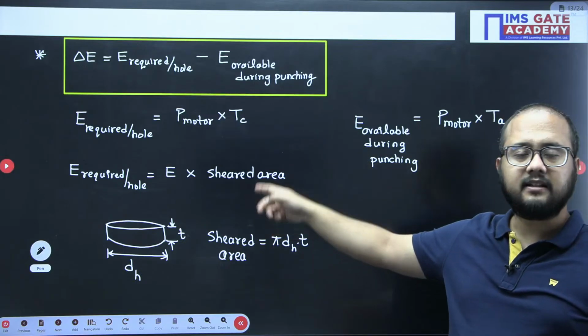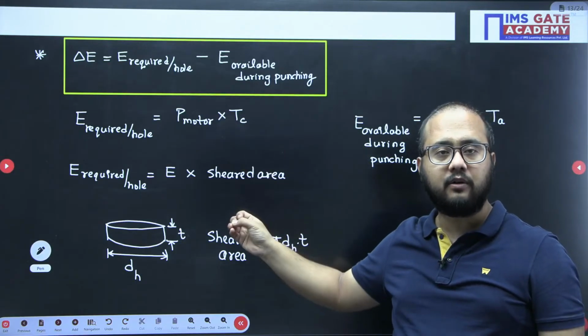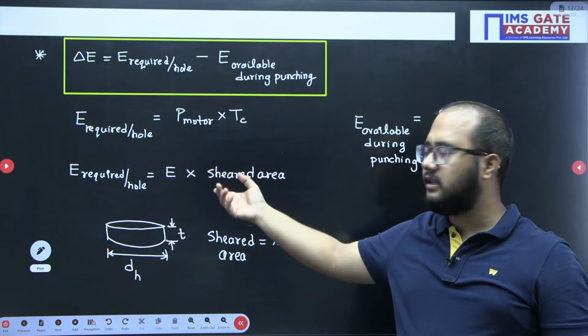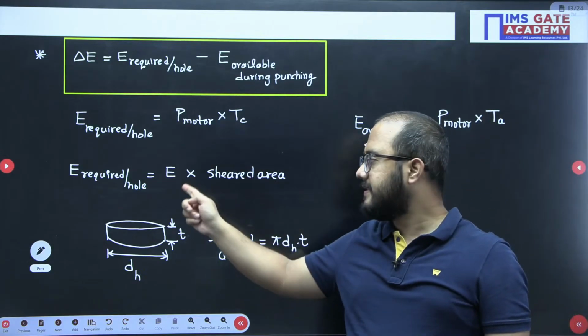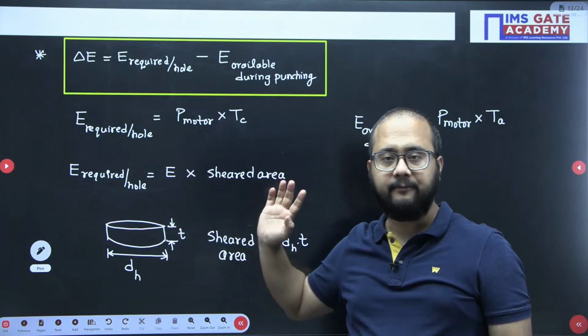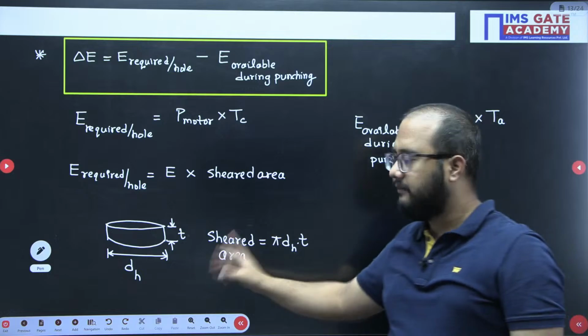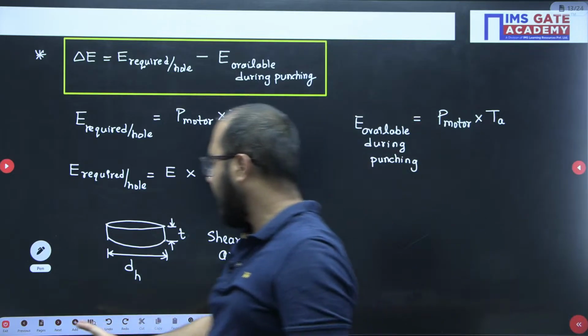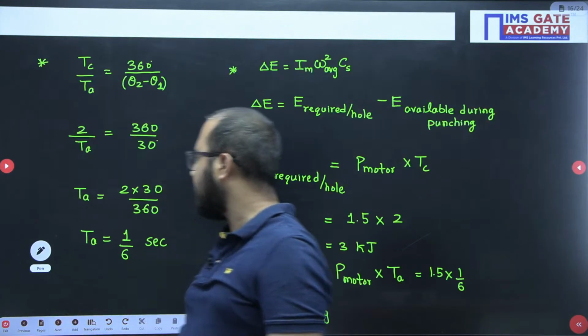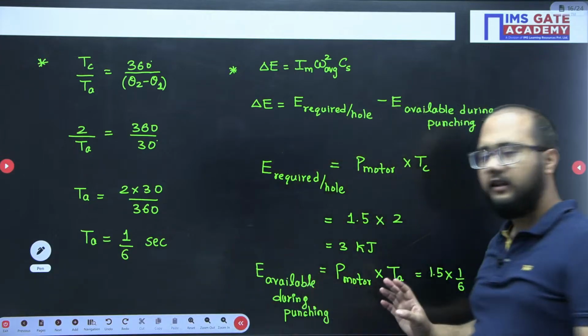There are two ways to calculate energy required per hole, using power of motor or directly the sheared area. So this energy will be given to us in the question only. And then energy available during punching, this formula is there, and sheared area, like this. So we have understood how to use this information to calculate the answer here, right?